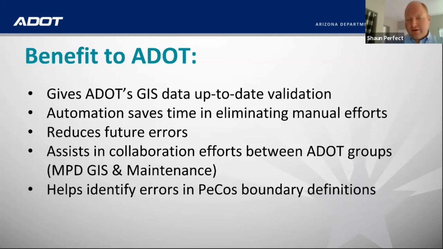It helps identify errors within PeCoS boundary definitions. So a big thing that we got out of this was as we were going through the data and doing these automated processes, we found some errors within PeCoS that we could fix, and we relate that back to the maintenance crews and the maintenance group. As well as it found errors on our side that we could fix up. So it was a win-win situation for all of us.